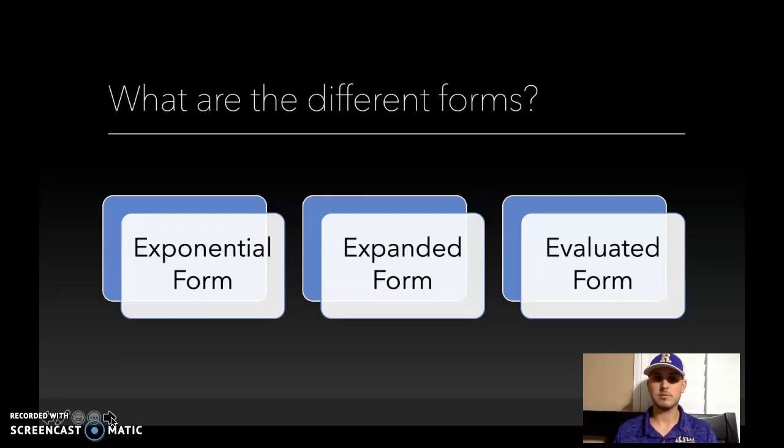Now there are 3 different types of forms. There's exponential form. Or excuse me, exponential form would have been the beginning, the first example, 4 to the third power. Expanded form is expanding that out, so that would have been 4 times 4 times 4. And then the evaluated form is just our value or our answer, which was 64.